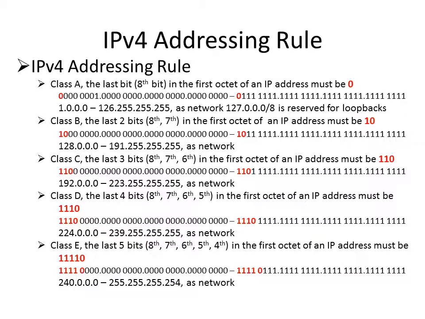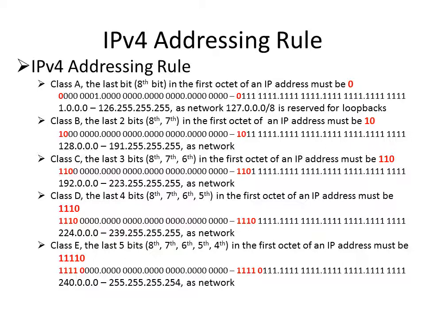Then finally we come to the last class of IPv4 addresses, and the binary rule is very specific here. It says the 8th, 7th, 6th, 5th, and 4th bits in the first octet IP address must be respectively 1, 1, 1, 1, 0, and just converting the binary range to decimal form, we get the decimal range going from 240.0.0.0 to 255.255.255.254.